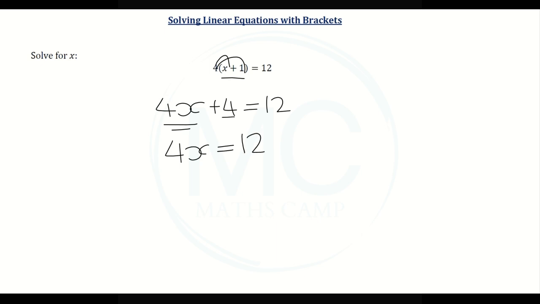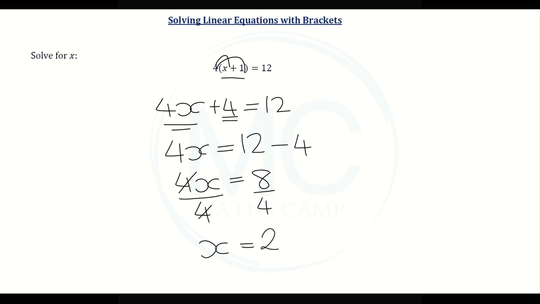And we're going to move this 4 to the right by saying minus 4. Now on the left, we have 4x. And on the right, 12 minus 4 is equal to 8. But we don't want 4x, we want x. So let's divide by 4 on this side, and we divide by 4 on this side. On the left-hand side, the 4's cancel, and we're left with x. And on the right-hand side, 8 divided by 4 is equal to 2.